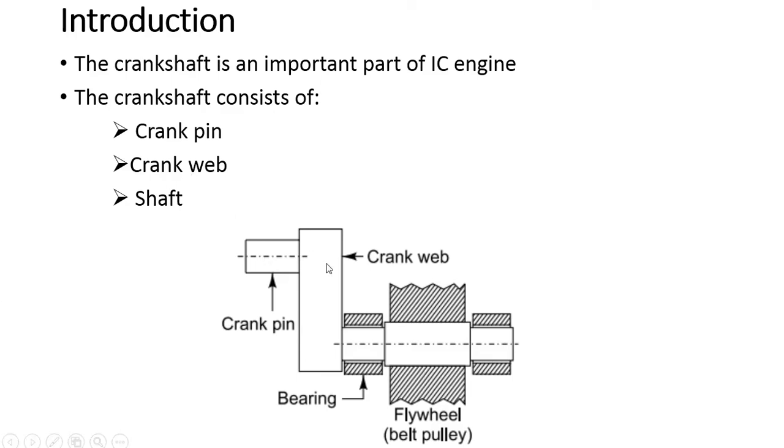The crank web connects the connecting rod to the crank pin, and a shaft portion. So one side of the crank web is the crank pin, and the other side will be the crankshaft where motion is to be transmitted. So this is a crank web. Again, we can say it is a connecting device for both the components.